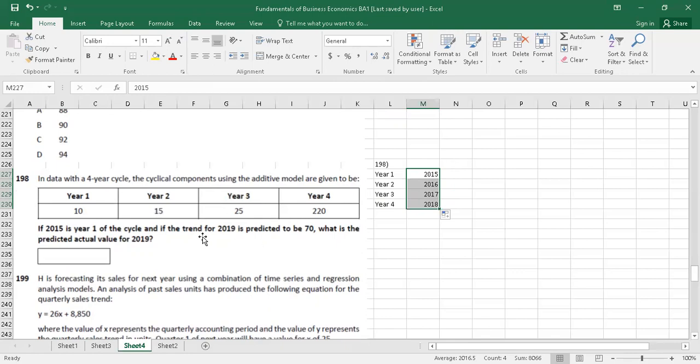So we are asked to predict it for 2019. So the prediction should happen for 2019, which is the next year. Okay. And if 2015 is year one of the cycle, and if the trend for 2019 is predicted to be 70, what is the predicted actual value for 2019? And this is additive model.